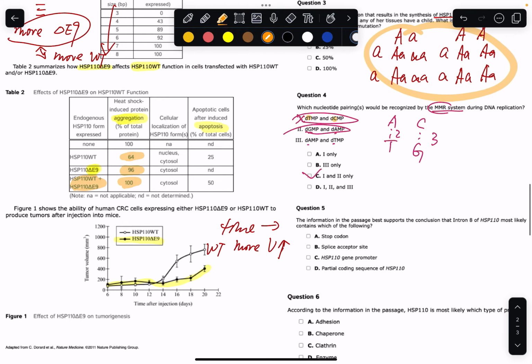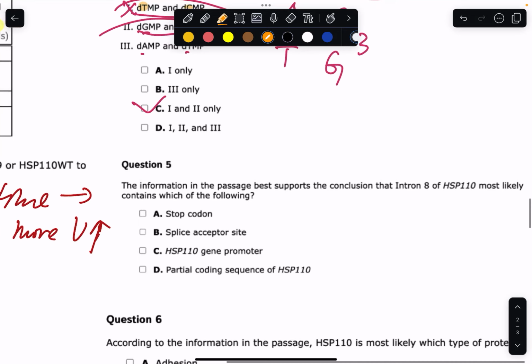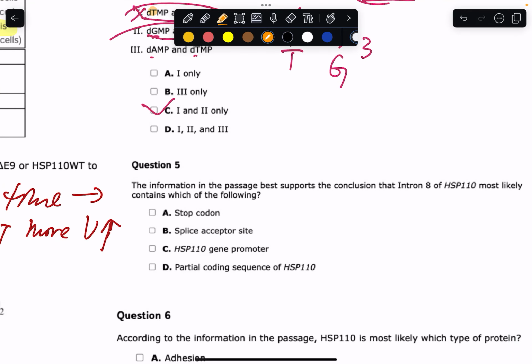And then what is the question asking about? Concludes that intron 8 most likely contains, oh, okay. So I know that intron 8 contains a bunch of T's, right? Which could be deleted. But what else does it contain? Let's read the answer choices. A says stop codon. Okay, I don't think stop codon will be in the intron, right? A is eliminated, okay? And B, splice acceptor site. I don't know about that. I just keep reading.